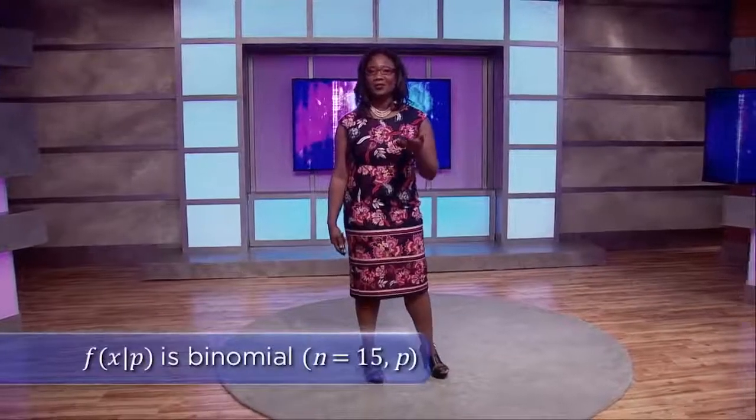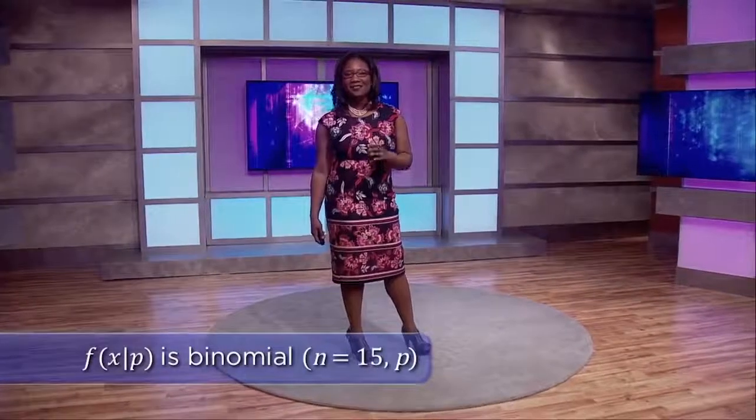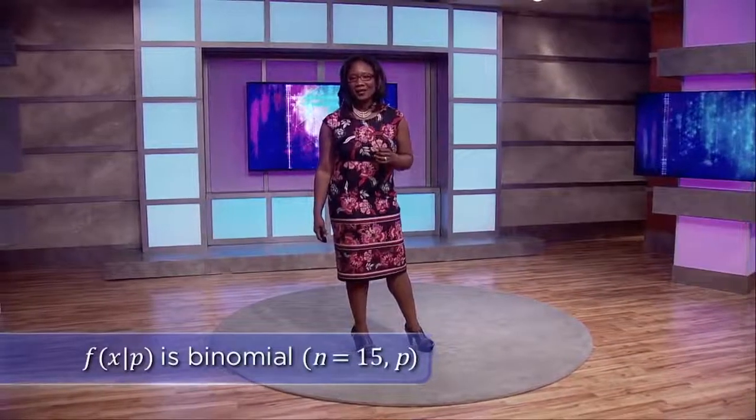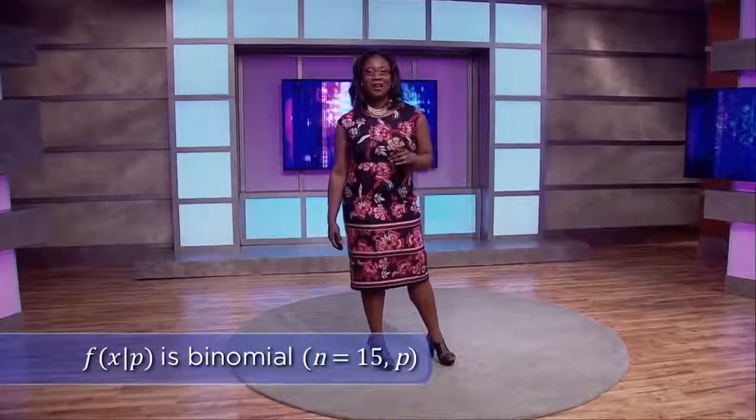Let's do an example. Suppose we have a coin that may or may not be biased, and we want to estimate the probability of heads. Well, our prior belief might be that the probability of heads is 0.5. So we conduct 15 independent trials, and we observe 10 heads. So this is going to result in a binomial distribution with n equal to 15 and a probability of p. Let's find the Bayesian estimate for p, the mean of the posterior distribution, using a beta prior distribution.